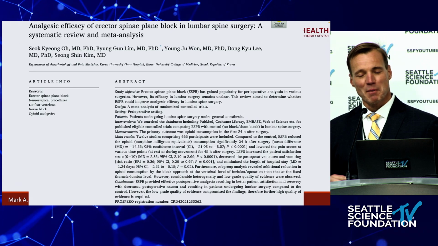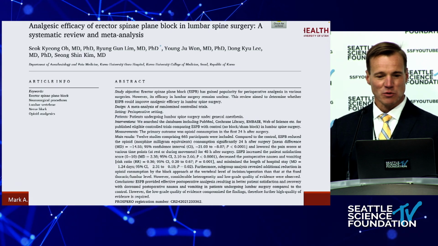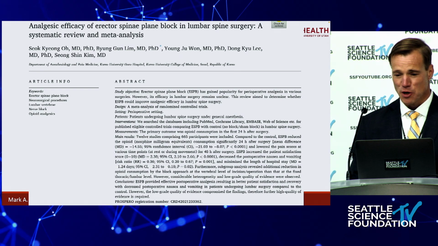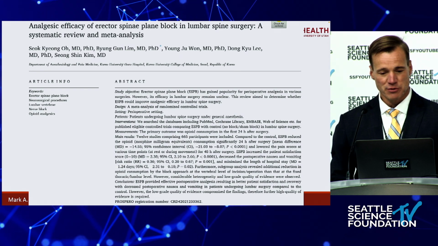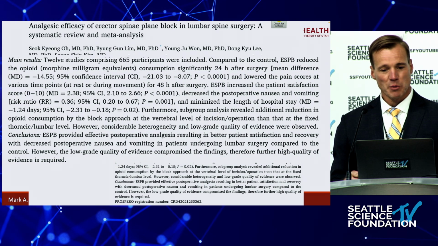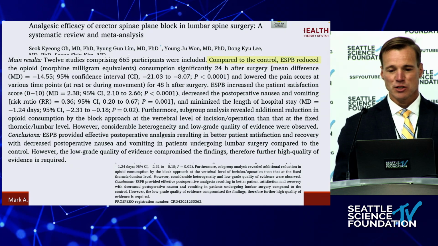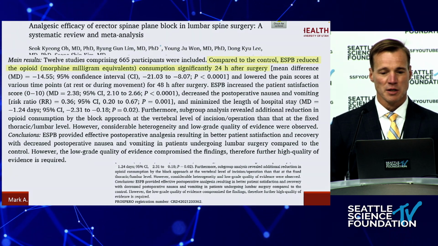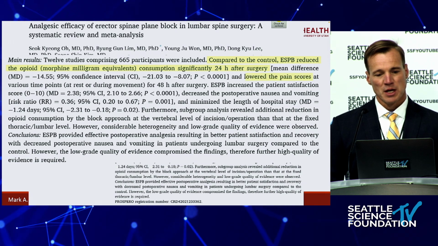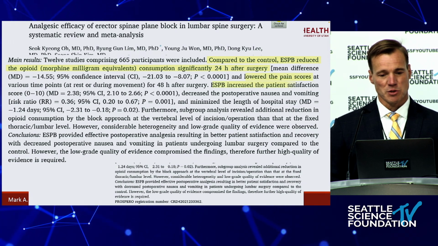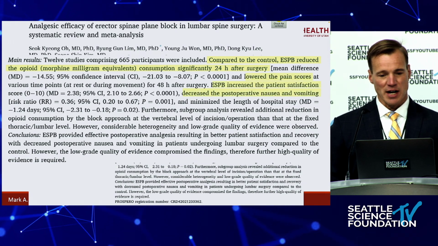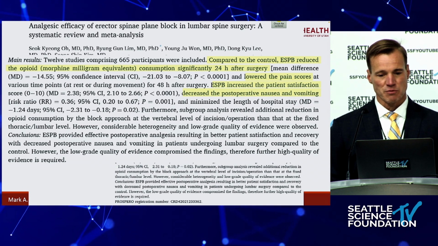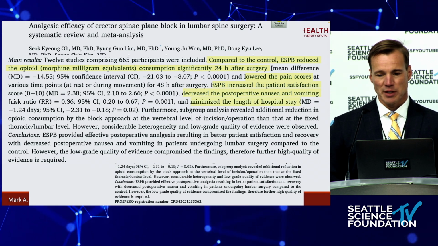And there are meta-analyses after meta-analyses after meta-analyses. I selected one that show that outcomes are improved with this. When we look at the data, it says compared to control, the erector spinae block reduced opioid consumption 24 hours after surgery, lowered pain scores, as you would expect, increased patient satisfaction, decreased postoperative nausea and vomiting, minimized hospital length of stay.